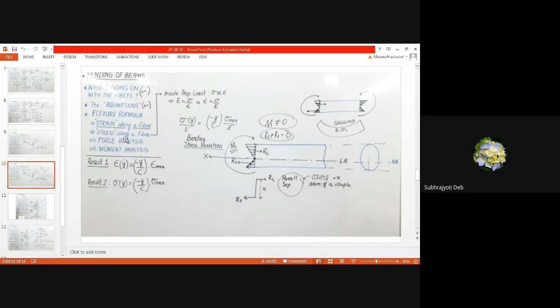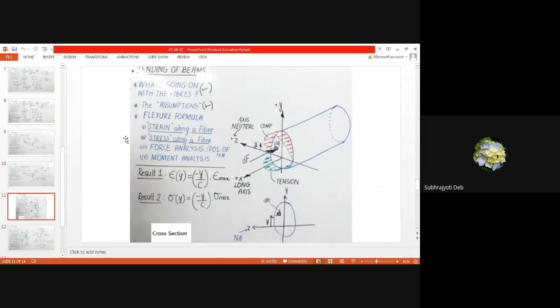Now we want to do force analysis. For doing that, we have considered this cross section and taken a small area, dA, in the compression zone. Above the neutral axis, we have taken a small area whose area is dA, at a height y from the neutral axis.